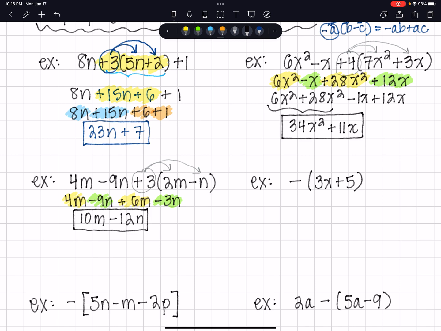This next example says the opposite of all of 3x plus 5. The opposite of all of 3x plus 5. So the opposite of not just 3x, but all of 3x plus 5. So I'm going to take the opposite of 3x, which would be negative 3x, and the opposite of positive 5 is negative 5. That's also called distributing the negative. So I'm going to write that down. Distributing the negative.